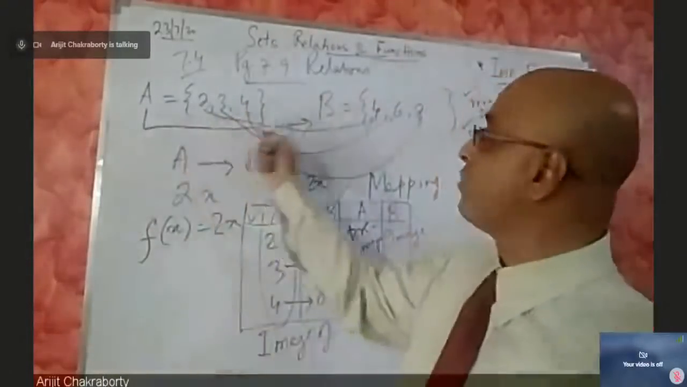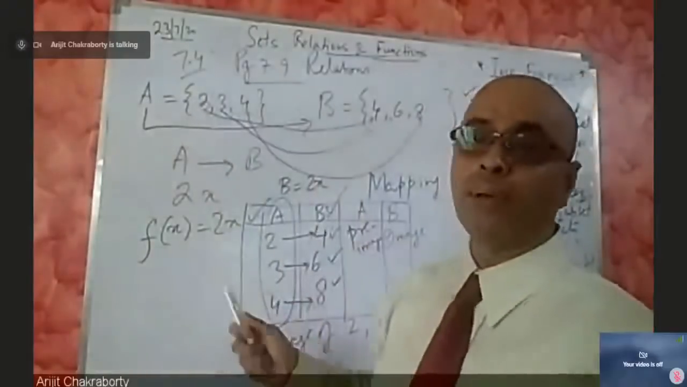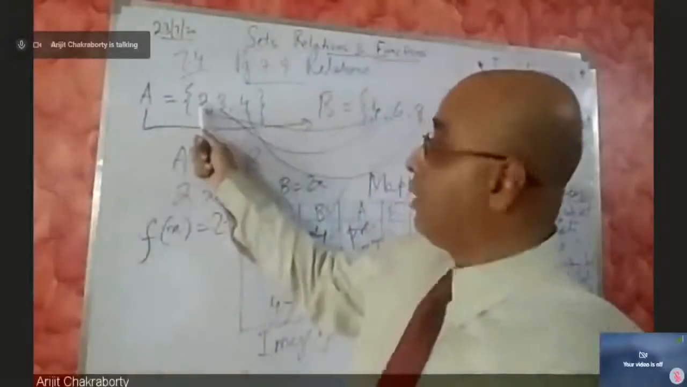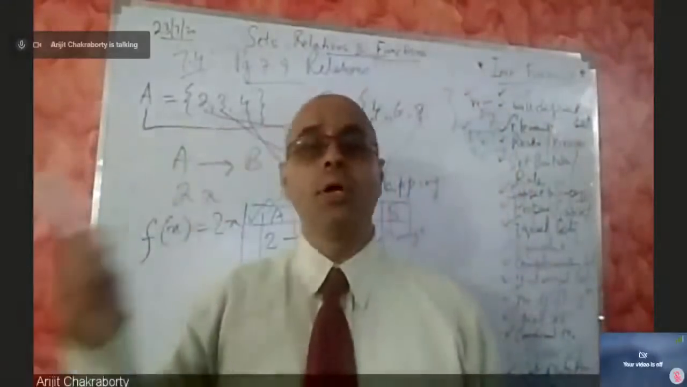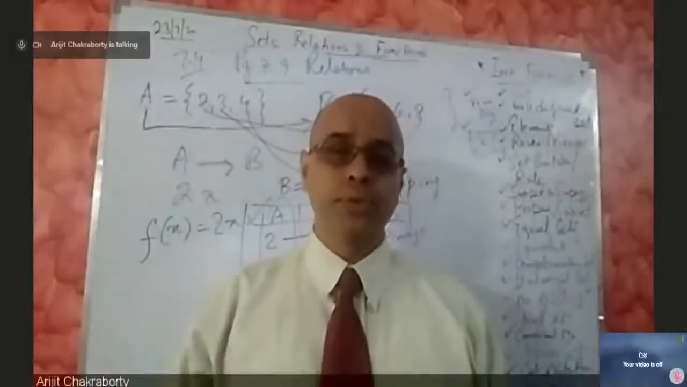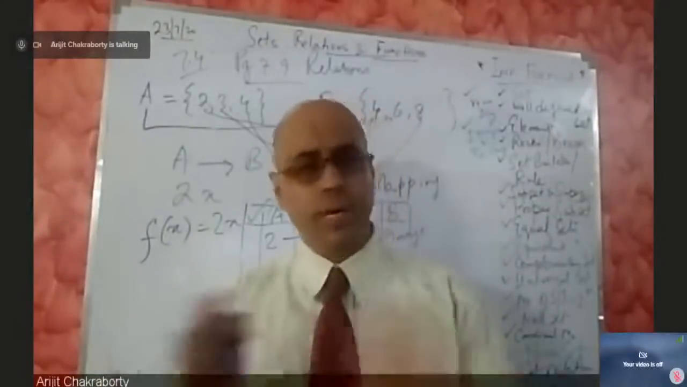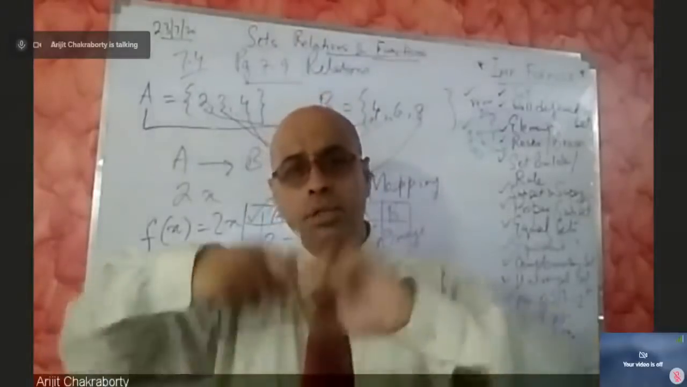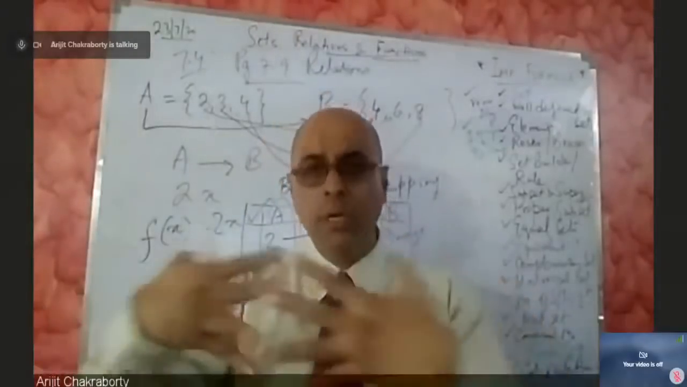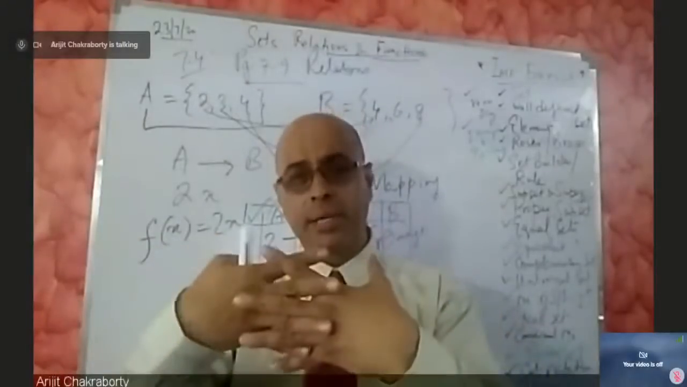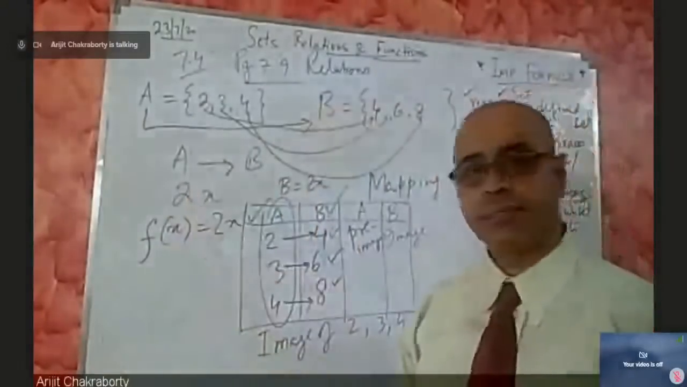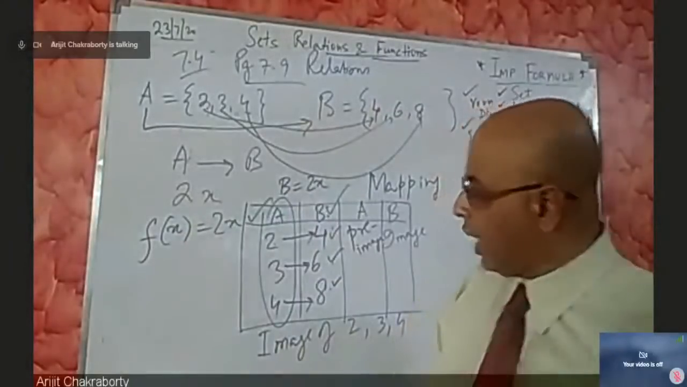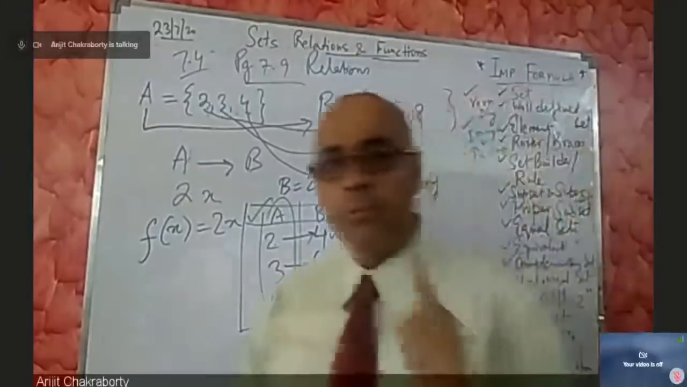You can have something like 1 by x. So if it is 2, 3 and 4, B will be 1 by 2, 1 by 3, 1 by 4. You can have a cubic relation. So if A is 2, 3 and 4, B will be 2 cube, 3 cube, 4 cube. Any relation, any rule to bind two sets. So A and B are now connected through this rule 2x.